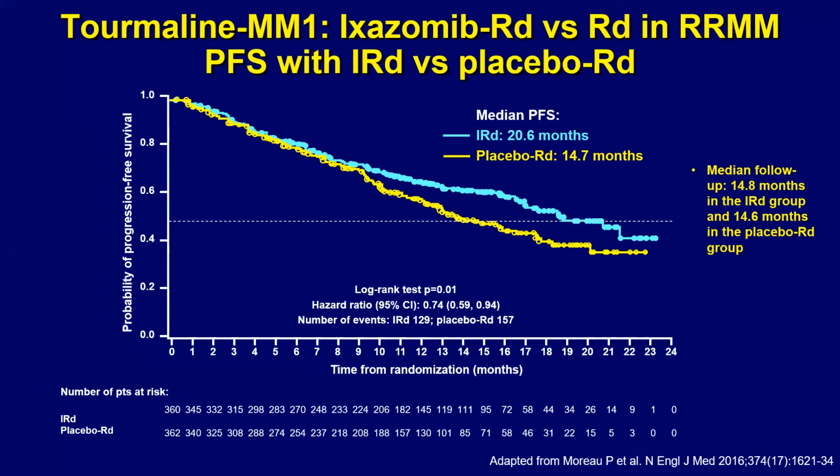Here, Tourmaline MM1, where the oral proteasome inhibitor ixazomib was added to RD versus RD in relapsed refractory multiple myeloma, we can see the median progression-free survival with the IRD combination is 20.6 months, while the placebo-RD arm showed only 14. Next slide, please.